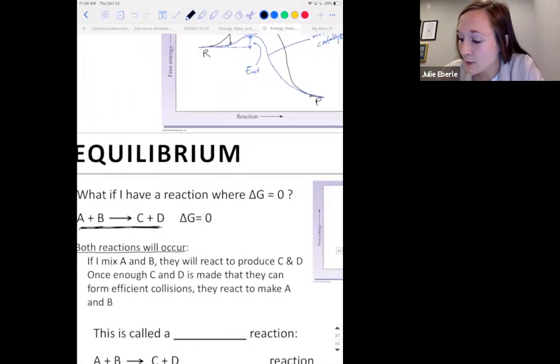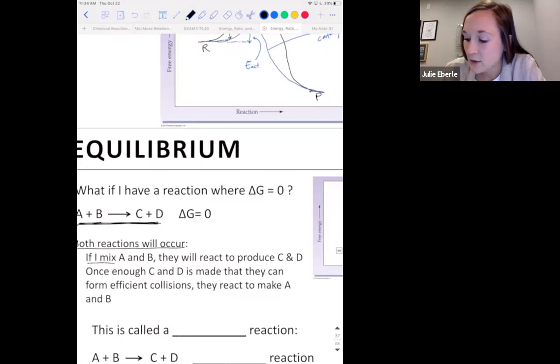Well, that will happen. I want to read these statements. If I have a test tube and I mix A and B together, we know what they're going to do. They're going to make C and D. They will react. They will produce C and D.